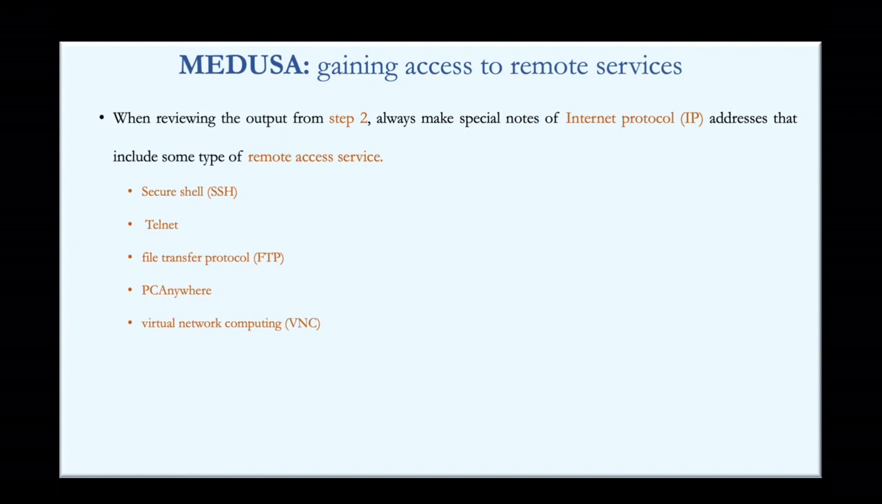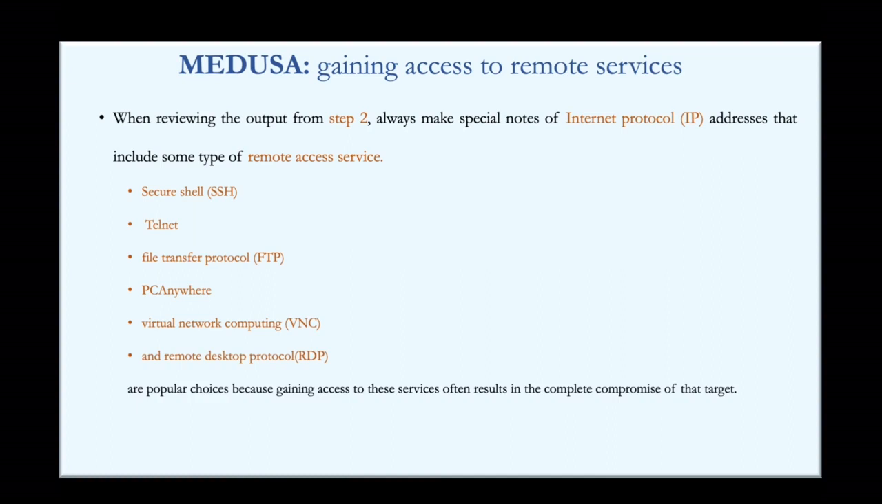So these are some of the popular choices, because gaining access to these services often results in the complete compromise of that target. So, upon discovery of one of these services, hackers typically turn to online password cracking. Once you identify in the scanning phase that these services are open, then you have the IP address of your target, and these services are running on those target machine ports.